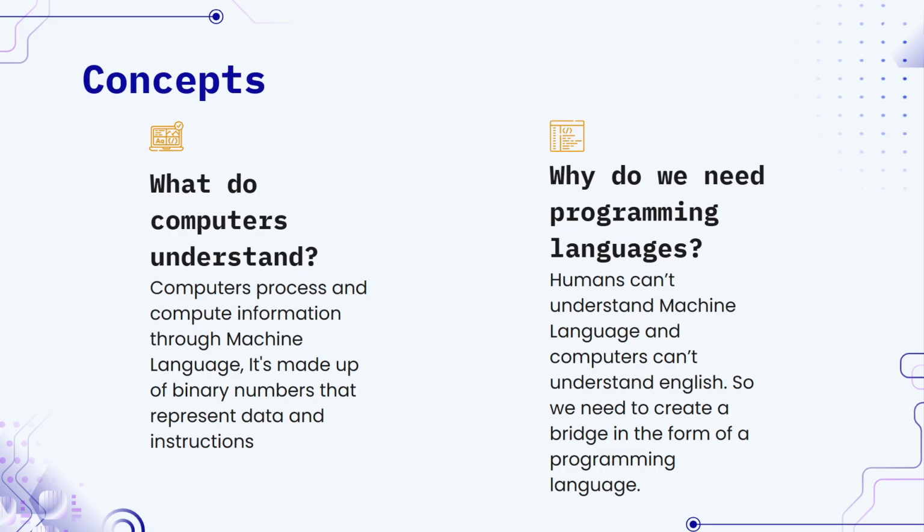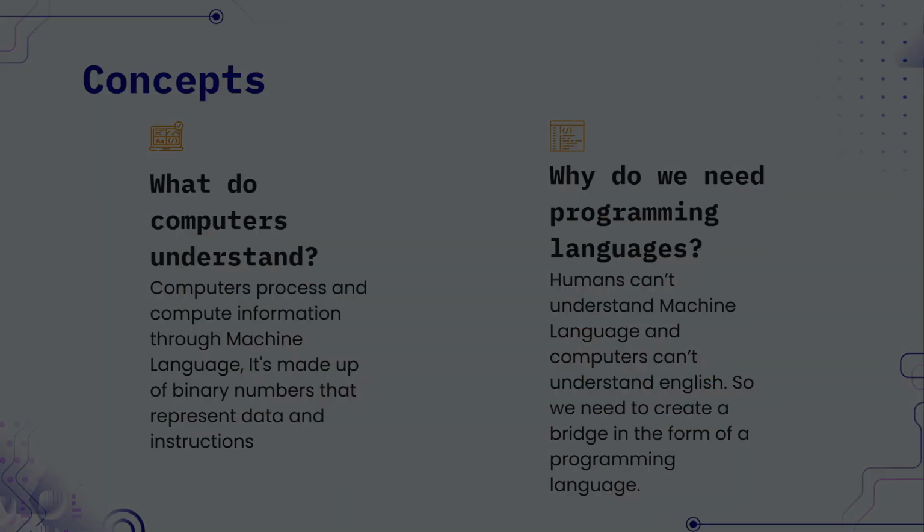We have 2 important concepts here. What do computers understand? They understand something called machine language. It's made up of binary numbers that represent data and instructions. But if they can understand this, why do we need programming languages? We can't understand machine language. It's really complicated. If you searched it up, you wouldn't understand anything. And computers can't understand English. So we need to create a bridge in between, so the machine can understand and the human can understand. That's why we need programming languages.